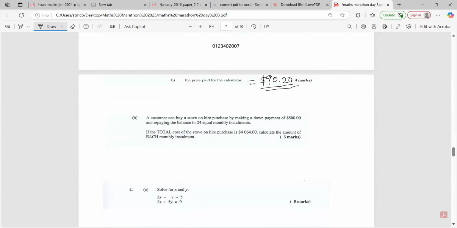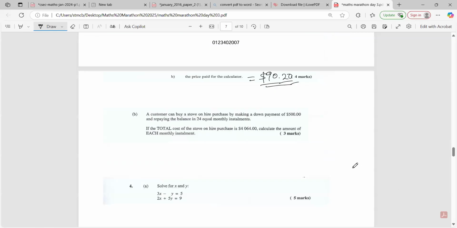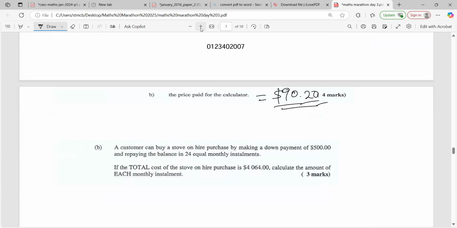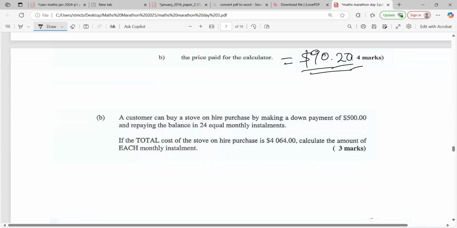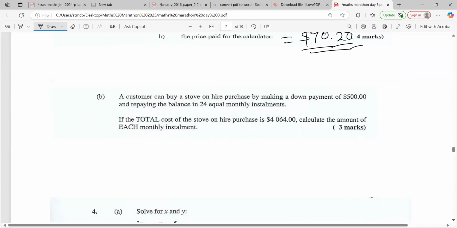All right, this one says no. B says a customer can buy... Oh, so this is a different part. A customer can buy a stove on hire purchase by making a down payment of $500 and repaying the balance in 24 equal monthly installments. If the total cost of the stove on hire purchase is $4,064, calculate the amount of each monthly installment. Good luck with that, guys.